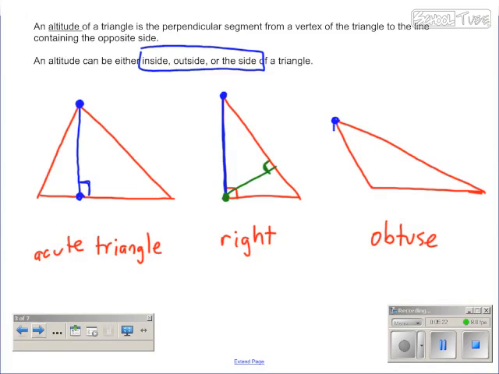And then lastly here, for an obtuse triangle, if I start at this top vertex and I drop an altitude down, that altitude, here drawn in blue, is outside of my obtuse triangle.